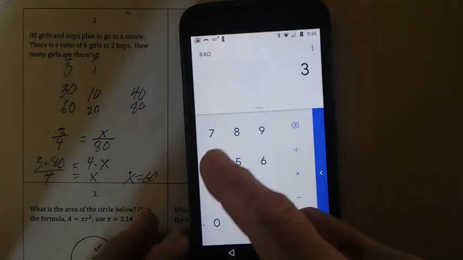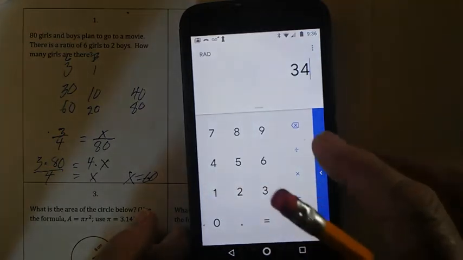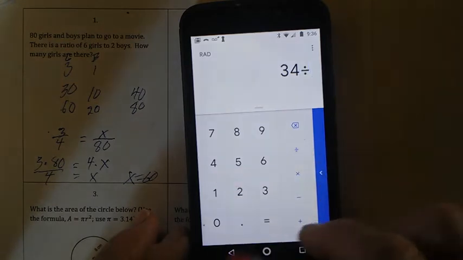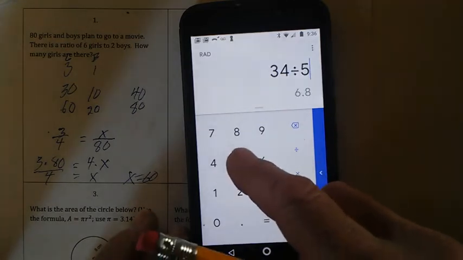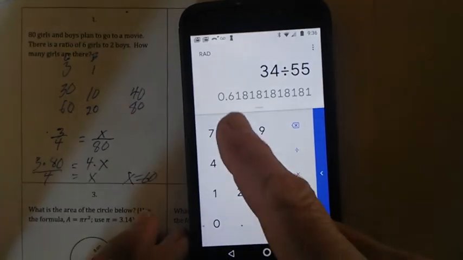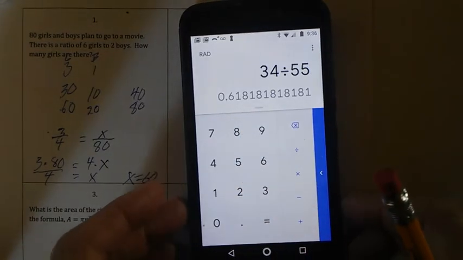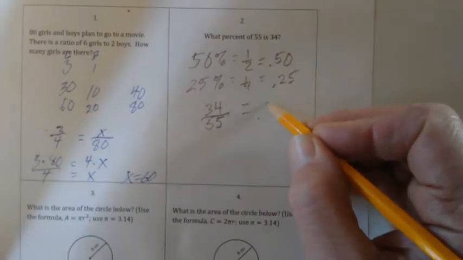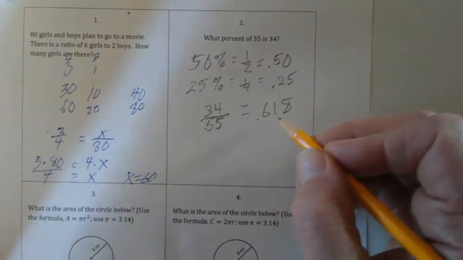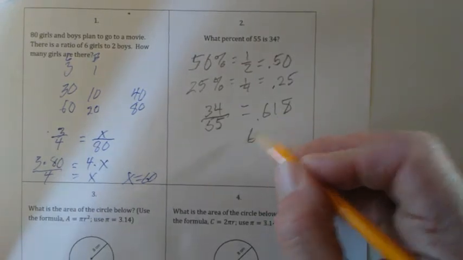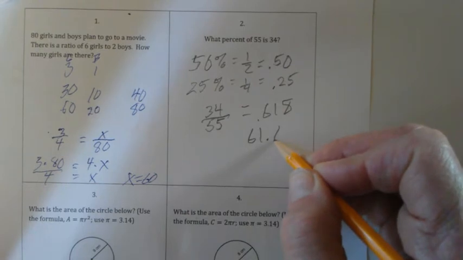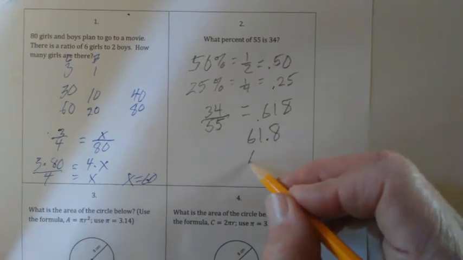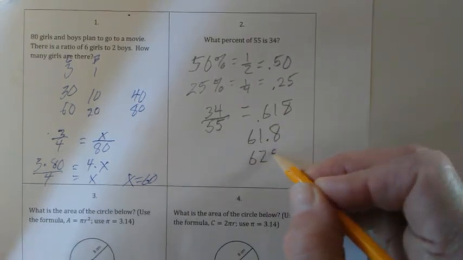That's 34 divided by 55. Gives me 0.6181. It keeps going on and on. That's equal to 0.618. But again, I move the decimal point 2 places and I get 61.8, which rounds up to 62%.